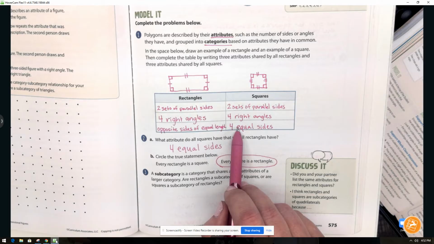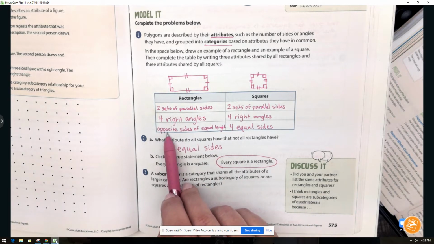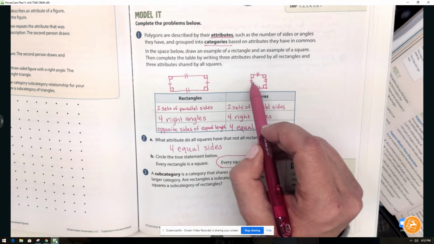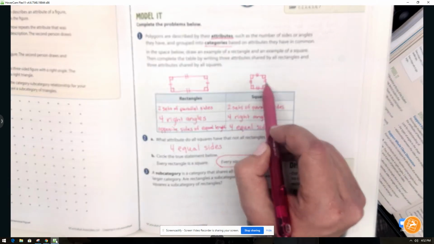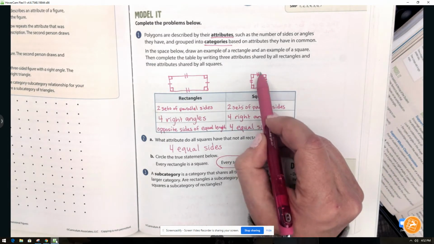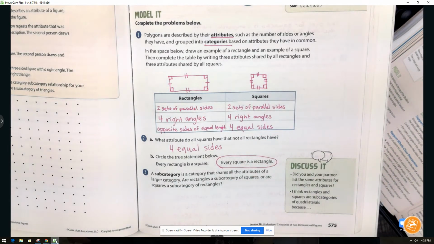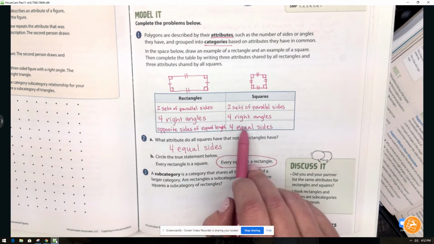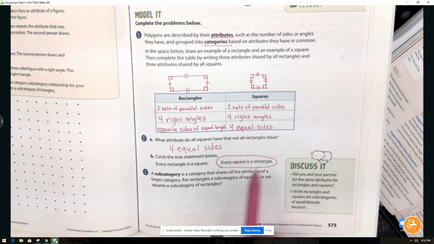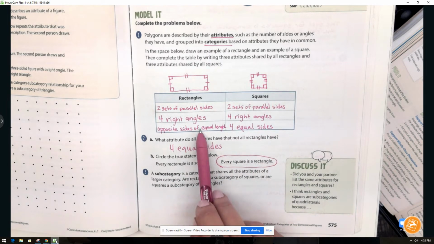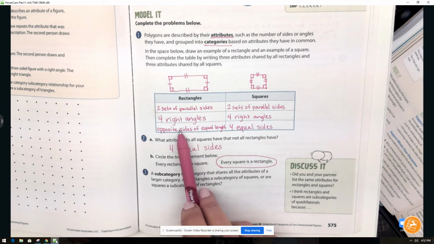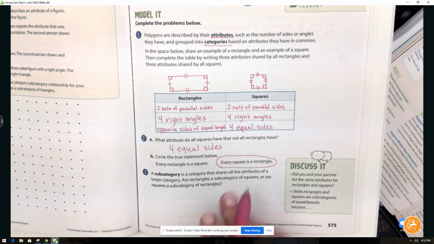Well, having 4 equal sides means you also have opposite sides of equal length, because if you look at the opposite sides, they're still equal. And if you look at the opposite sides this direction, they're still equal. So they still have opposite sides of equal length, but they happen to all 4 be equal. So every square will be a rectangle, but not every rectangle is a square.